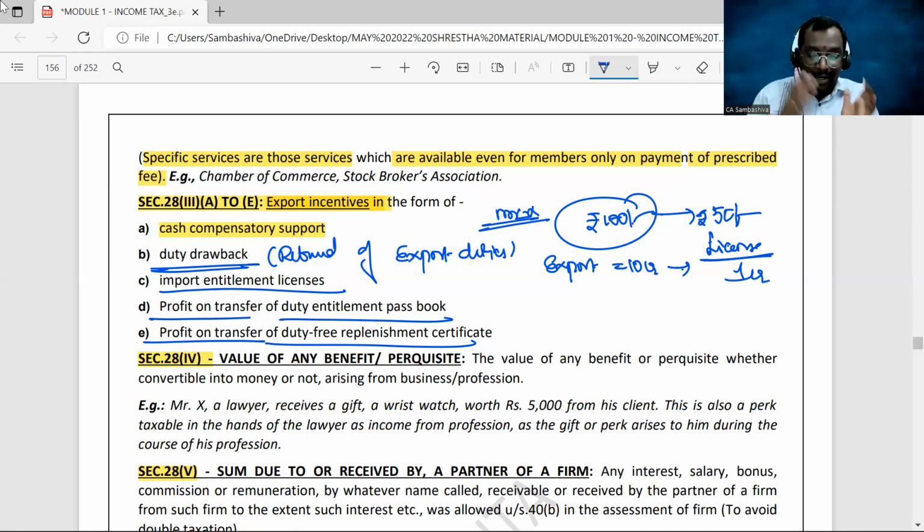Now, what I can do is I can transfer my import entitlement license to him for a consideration. Okay, Mr. X, I'll transfer my import entitlement license to you, but you need to pay me some 10 lakh rupees. Right. So now by selling these import entitlement licenses, whatever money you are getting will be taxable under the PGBP only. Are you following or not? Same as the transfer of duty entitlement passbooks, same as the transfer of duty-free replenishment certificates. These are all export incentives, and export incentives are always taxable as your business income.